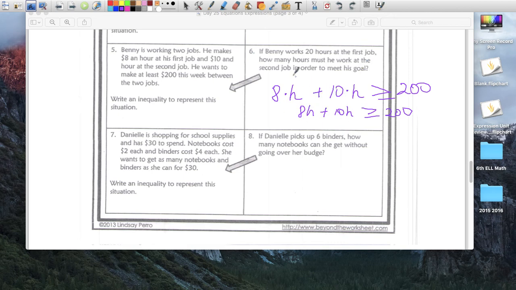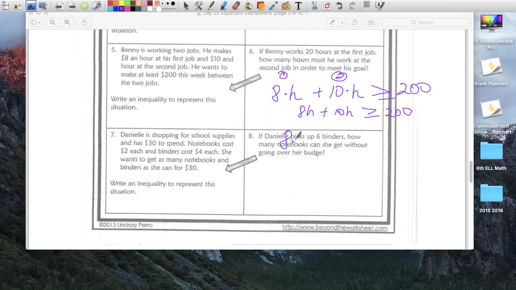So this is my expression in the first job. This is job number 1. This is job number 2. Job number 1, $8 for every hour. Job number 2, $10 for every hour. And if you add whatever he makes in the first and the second, he wants it to be greater or equal to 200. In the first job, he works 20 hours. So how much does he have to work in the second job to be greater or equal to 200?